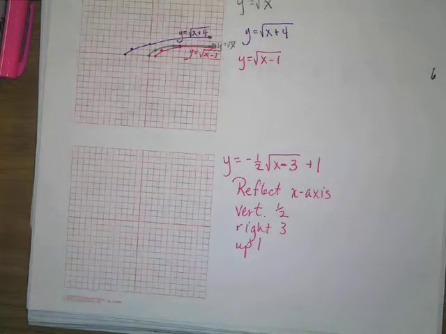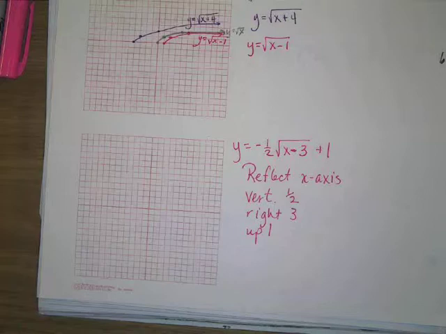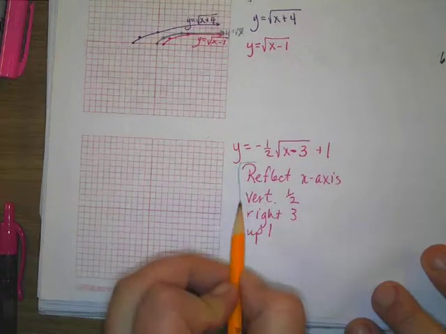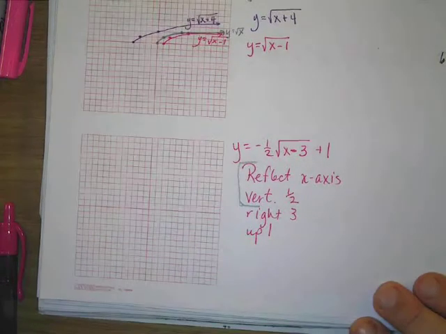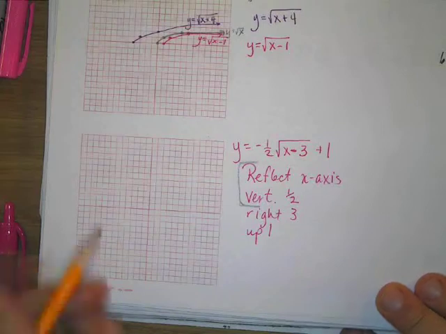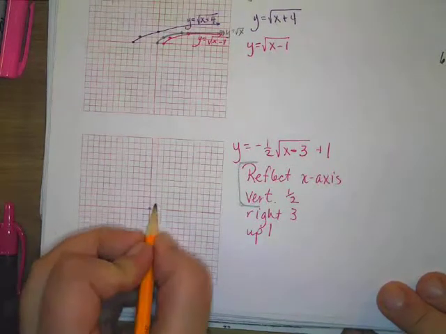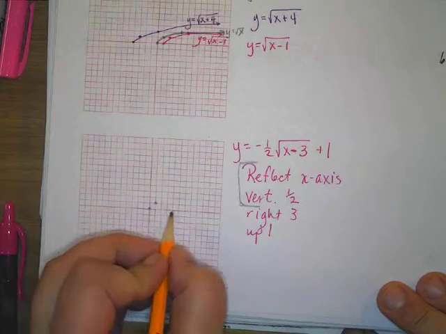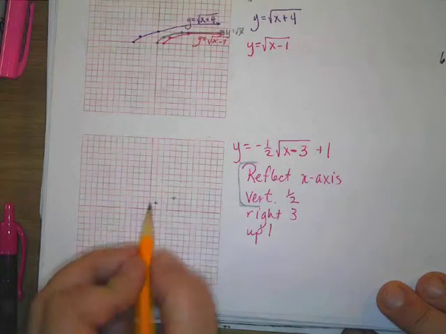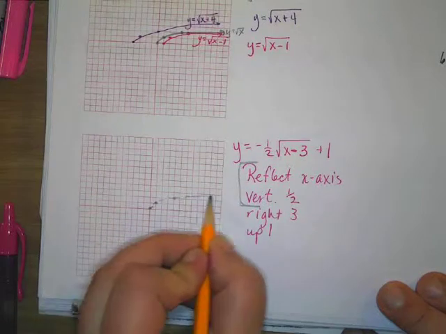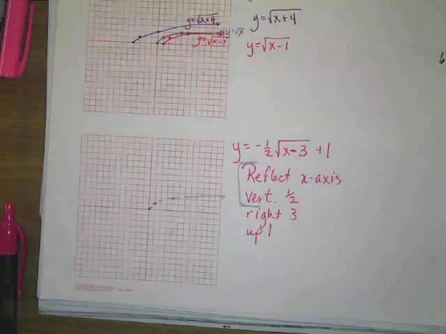Okay. So let's graph the parent function, and then we're just going to start moving this baby all over the place. Now, if we could do these two at the same time, that would be awesome. Reflect and shrink it. We can do that. So let's graph the parent function. So 0, 0, 1, 1, and then 4, 2. So that's the parent function.